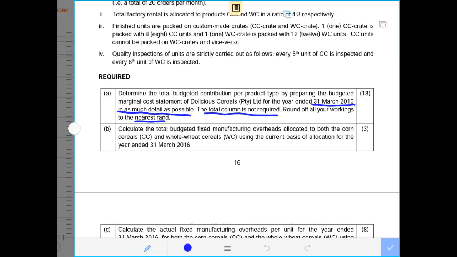Secondly, number B says that we are to calculate the budgeted fixed manufacturing overheads allocated to both the corn cereal and the whole wheat cereal, meaning we have two products, using the current basis of allocation. So now we'll be allocating our fixed manufacturing overheads using the current base of allocation. It is likely that the current base of allocation is the traditional method.